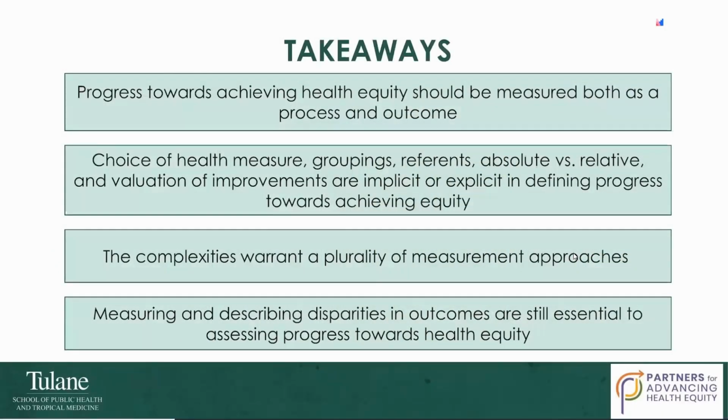The key takeaways from the last two sessions have been, first, that progress towards achieving health equity should be measured both as a process and an outcome. So when we're having these discussions, we can talk about what the desired outcome is, but the process and how we get there is key. The next is the choice of health measure, the groupings, the reference groups, whether we're measuring in absolute versus relative values. All of those are really important for how we define progress towards achieving equity.